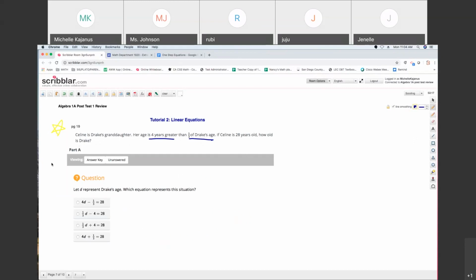Okay, so we have to pick the equation that matches the situation. All right, so first, you know that you have two people. You have Celine, you have Drake. Celine is Drake's daughter. Okay, so that information is not too important. All we know is that Celine has to be younger than Drake. Her age is 4 years. Okay, so I'm going to start writing something that 4 years greater than.